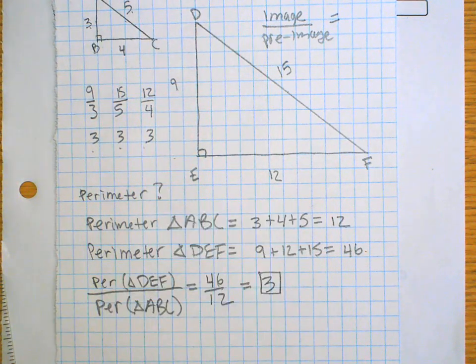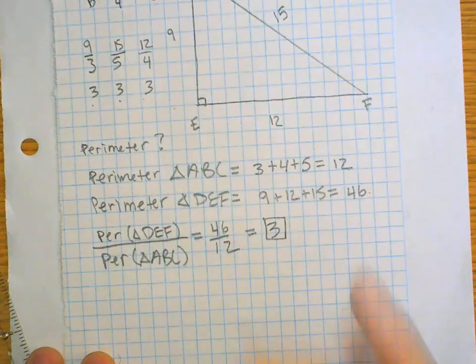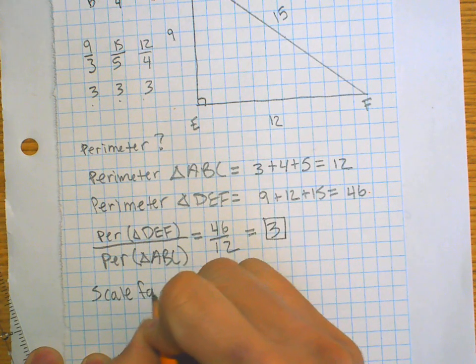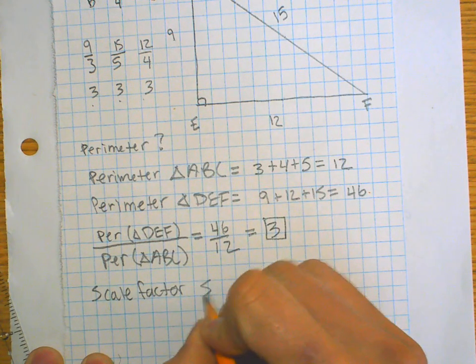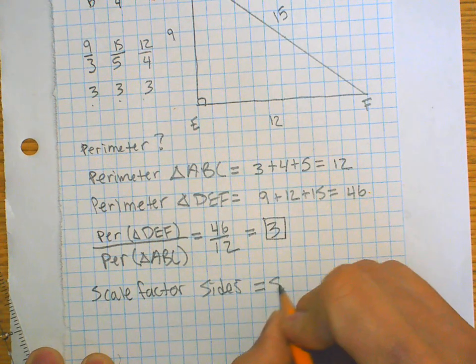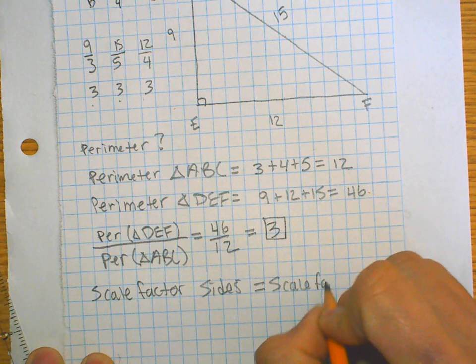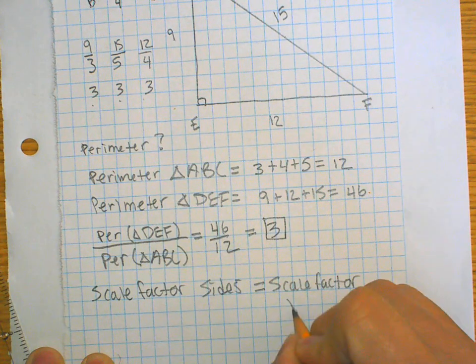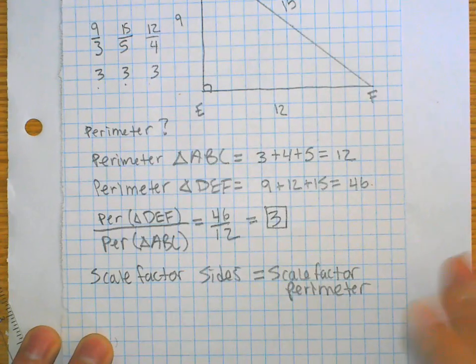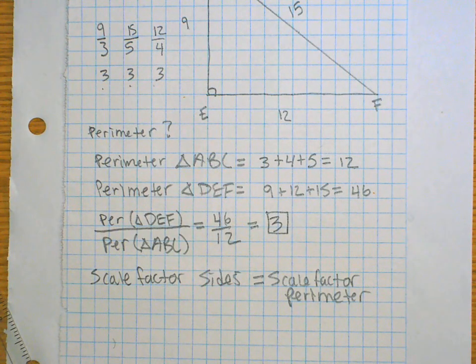Okay? So what can we get through here? We can get here that the scale factor of the sides is the same as the scale factor of the perimeter. They're the same. So if you know the scale factor of the sides, you know the scale factor of the perimeters. Now, here comes the tricky part.